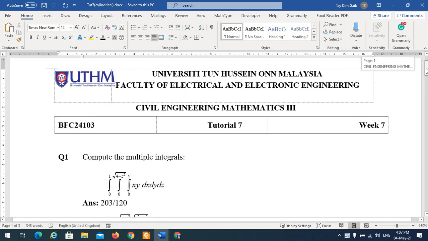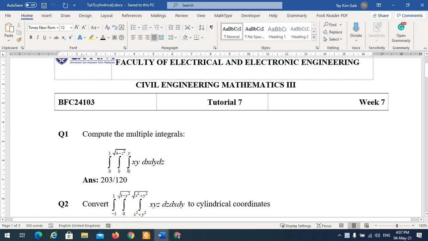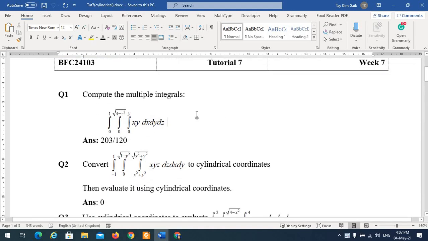Compute the multiple integrals. This is a direct question where you just test your technique of integration. Because all the limits are given, you just integrate directly. Questions 1 and 2 are applicable. Question 1 is a direct question. Question 2 is a conversion question from Cartesian to cylindrical coordinates. So we look at question 1 first.